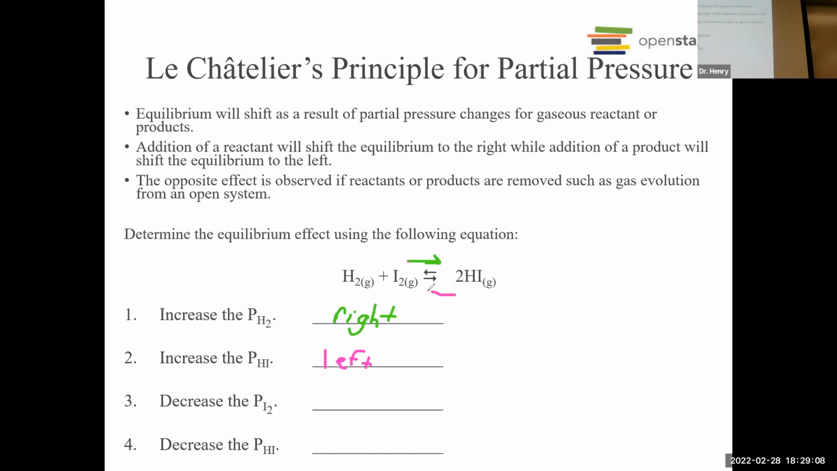If we decrease the pressure of iodide, to the left. And if we decrease the pressure of hydrogen iodide, was it to the right? That's correct. Okay.